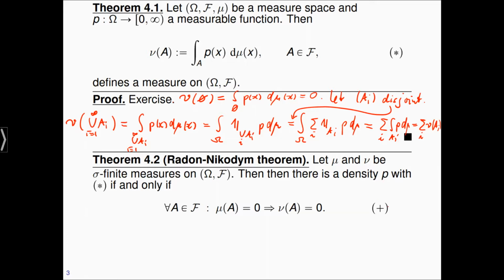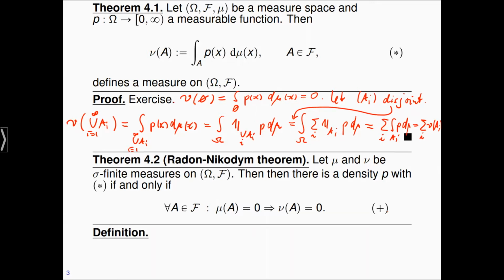Instead, property plus only concerns the sets of measure 0. So if you consider a mu 0 set, then it should be a nu 0 set. So the only thing that this property looks at are the sets of measure 0 of mu, nothing else. Of course it's ugly to call this property plus only. There are a lot of pluses in mathematics texts, so let's find a suitable name for this property.